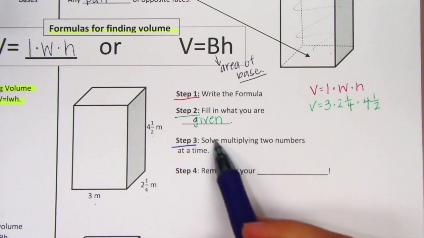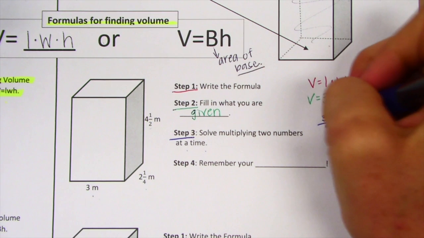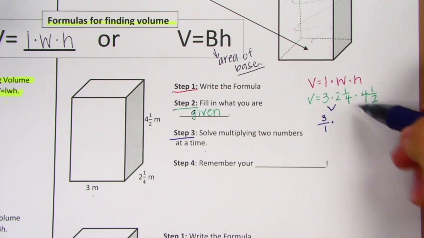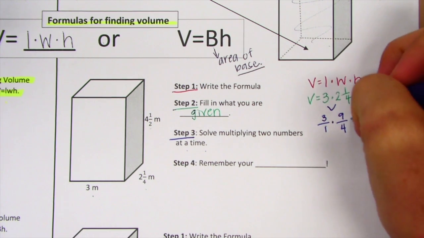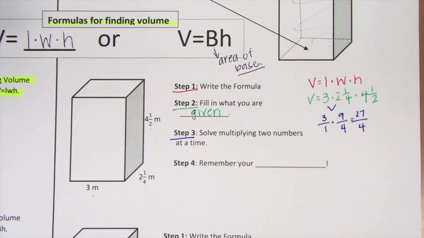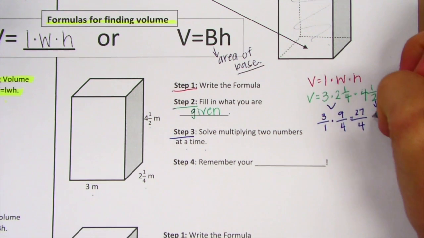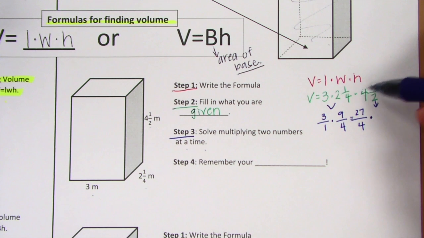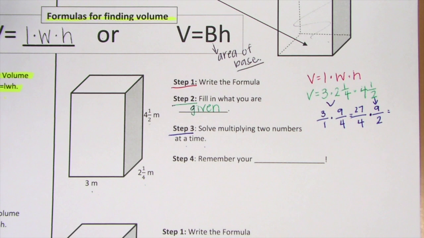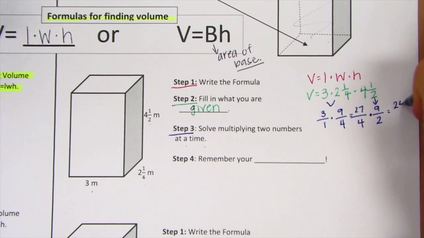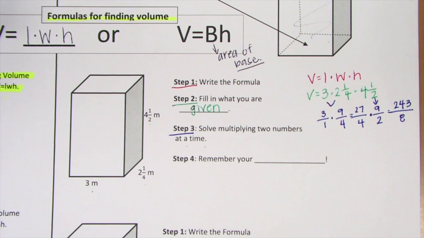Step 3, we are going to solve multiplying two numbers at a time. So I'm going to take 3 and 2 1/4, and I'm going to turn 3 into a fraction, and turn 2 1/4 into an improper fraction, and then multiply across. I'm going to get 27/4. From there, I'm going to multiply my last number, which is 4 1/2, turning that one into an improper fraction, which is 9/2. And I'm going to get 243/8. Remember that you cannot give that to me as an answer.